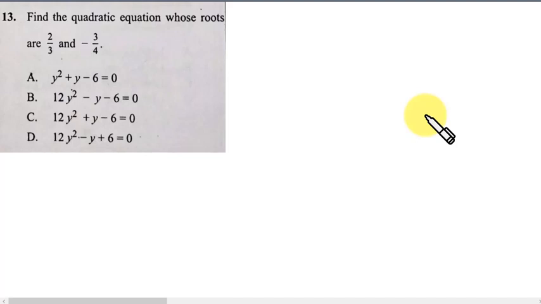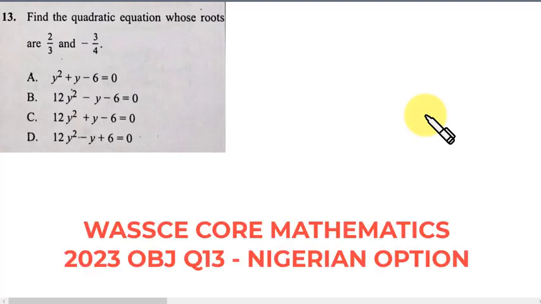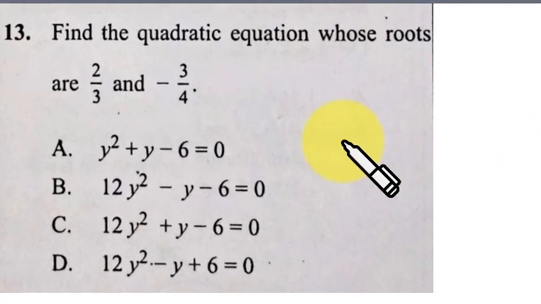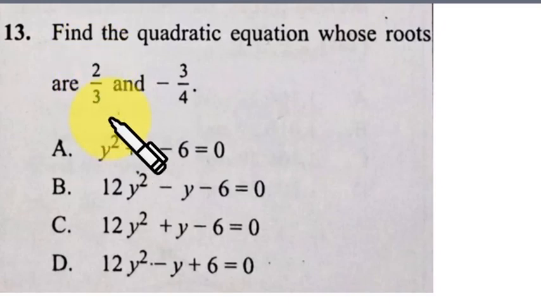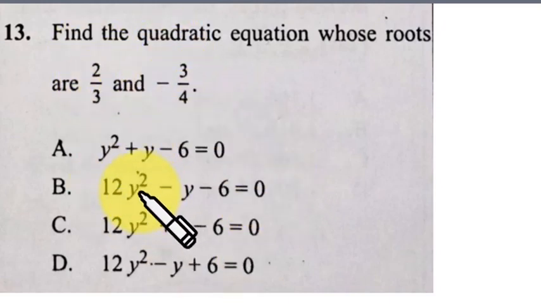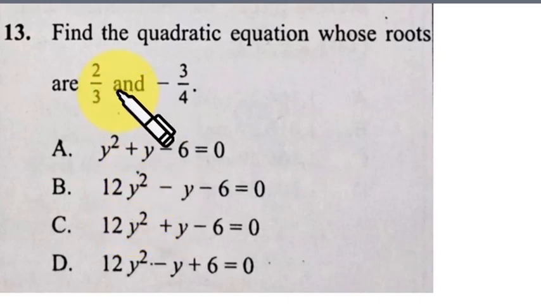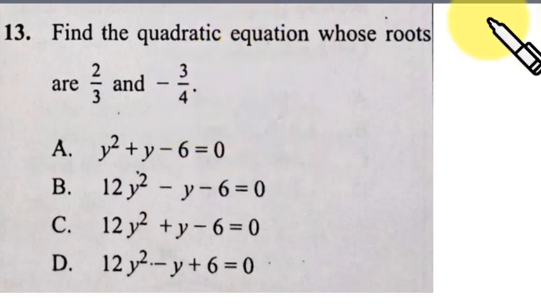In this video, we look at the WASSCE 2023, the Nigerian paper, General Mathematics or Core Math, Objective Question 13, and it says: find the quadratic equation whose roots are 2/3 and -3/4. So these are the options that we have here. Which of these quadratic equations gives you these two roots? So we are going to look at two ways that we can use to solve this.